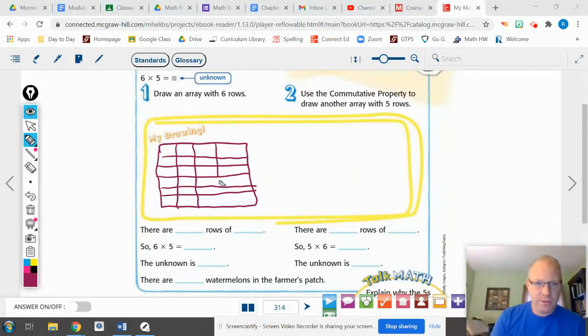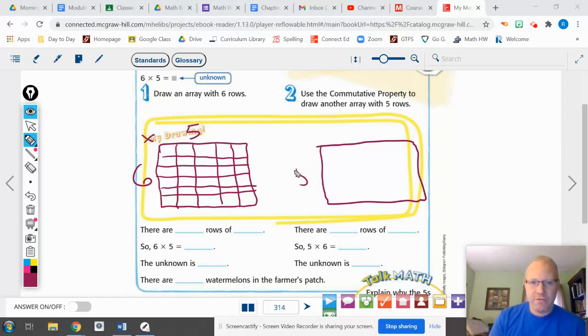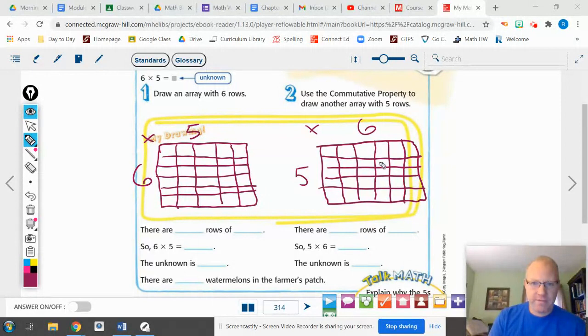Now they're saying, okay, now that you've done that, can you do it the opposite way? So we have 6 times 5. Now they want 5 times 6. So we're going to do 4 cuts across: 1, 2, 3, 4. And we're going to do 5 cuts down: 1, 2, 3, 4, 5. So now we have 6 across and 5 down. Here we have 6 down and 5 across. Both of these are equal to 30. So you have 30 little boxes inside.